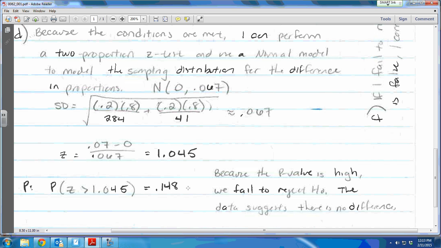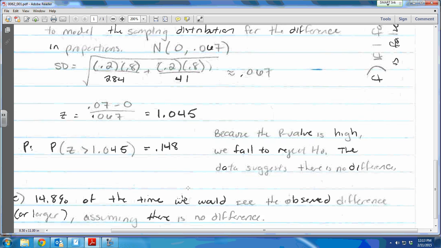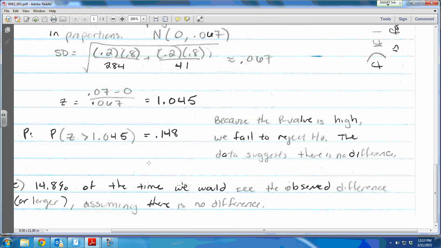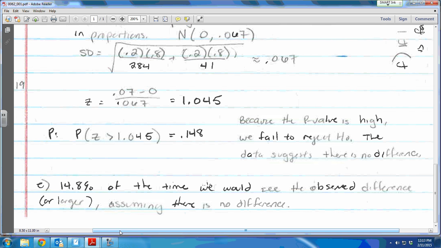That's not shocking or surprising. So here's a sentence, probably not the most awesome, but that's what I got. 14.8% of the time, we would see the observed difference or a larger difference, assuming there is no difference, assuming the null hypothesis is true. It'll work on how to explain your p-values. Chapter 21 talked about it, and now chapter 22.